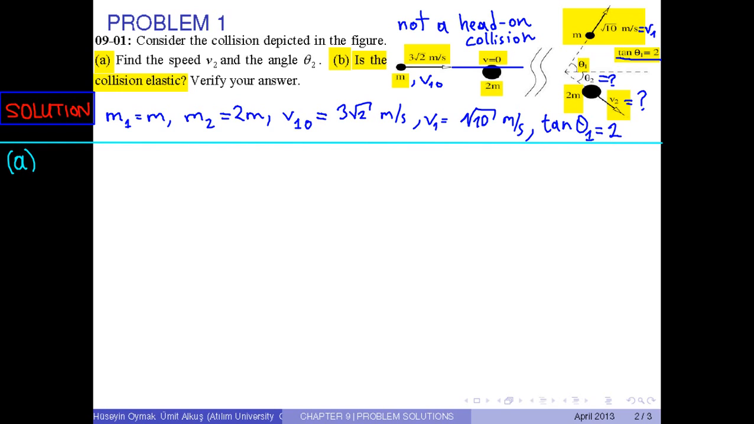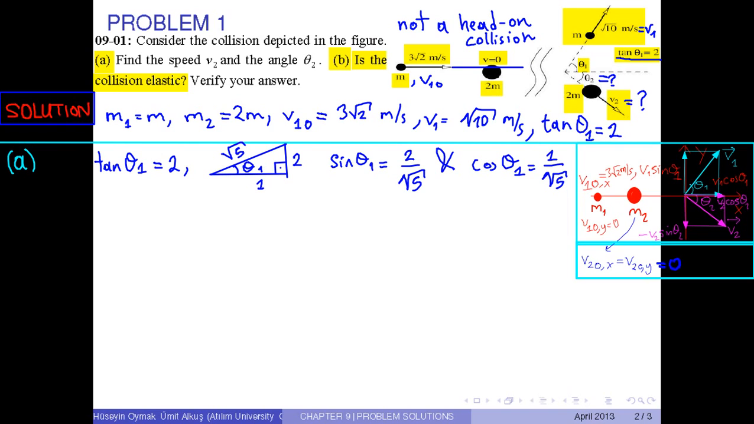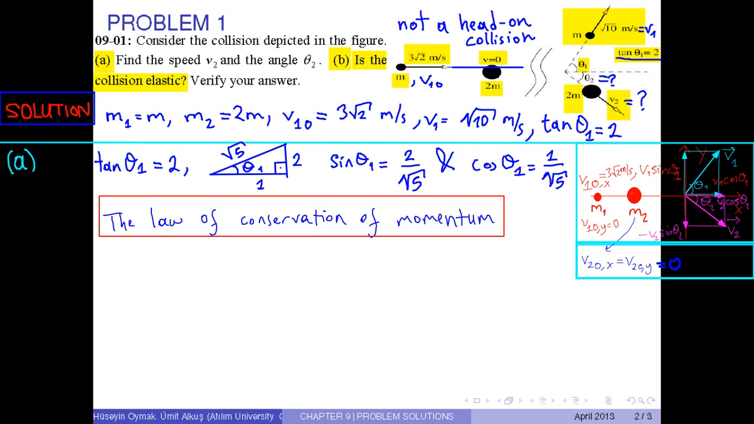In part A, we first note that tangent theta 1 is 2. In order to find the values of sin theta 1 and cosine theta 1, it is useful to draw a right triangle with perpendicular sides of length 2 and 1 such that tangent theta 1 is 2. Therefore, it is easy to show that sin theta 1 is 2 over square root of 5 and cosine theta 1 is 1 over square root of 5.